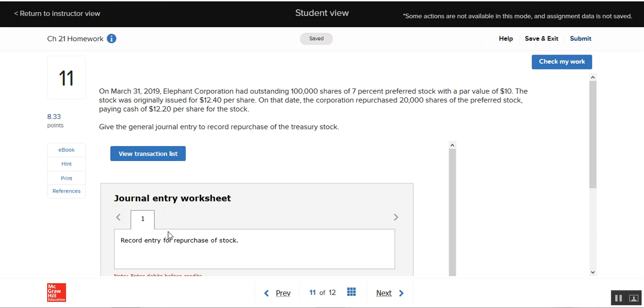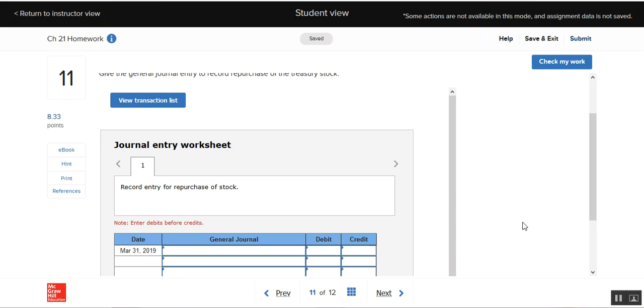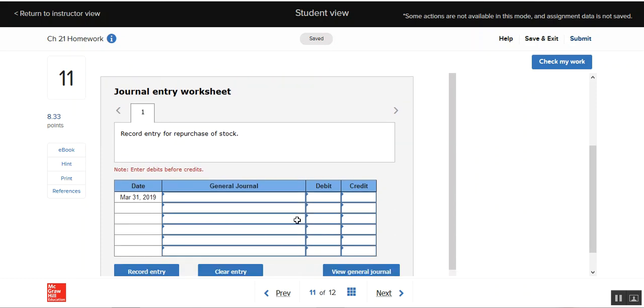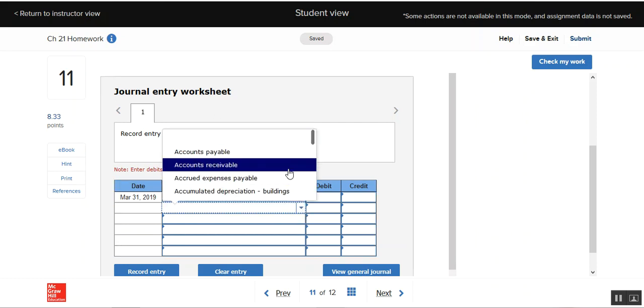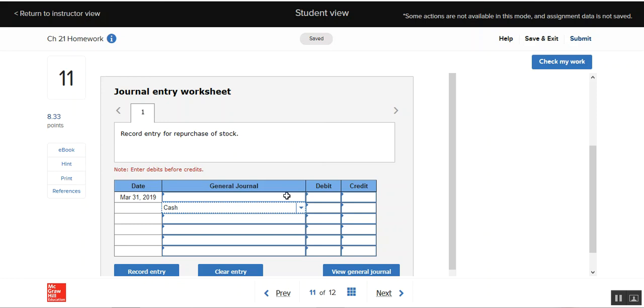Okay, this one says on March 31st, Elephant Corporation had outstanding 100,000 shares of 7% common stock with a par value of $10 a share. The stock was originally issued for $12.40 a share, and then on that date, the corporation repurchased 20,000 shares of the preferred stock, and they paid cash of $12.20 per share for the stock. So in this case, we are recording the entry for a repurchase of stock. That stock is treasury stock, and we're paying cash for it.